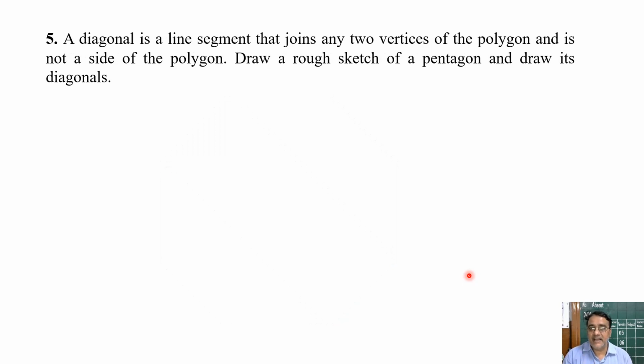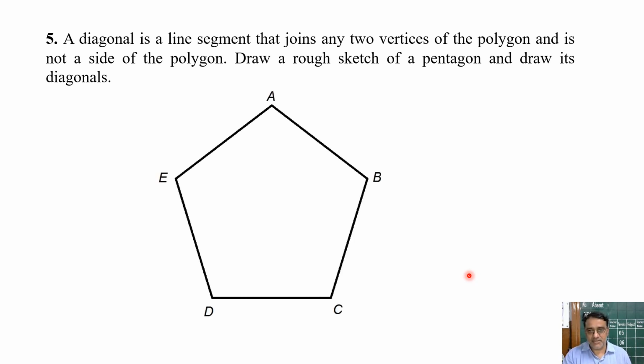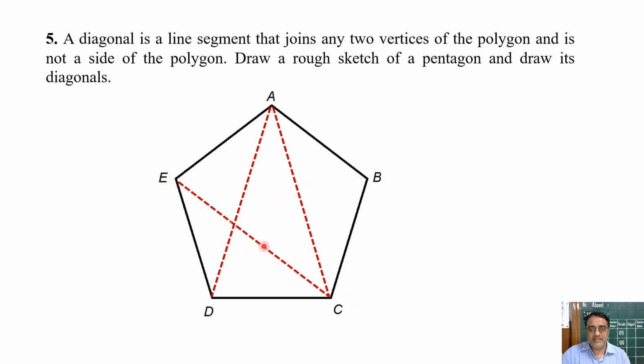A diagonal is a line segment that joins any two vertices of the polygon and is not a side of the polygon. Draw a rough sketch of a pentagon and draw its diagonals. So this is the rough sketch. Okay. So let us start with the first one, AD, right, and AC. दो हो गया. Now we can join here also. Okay.